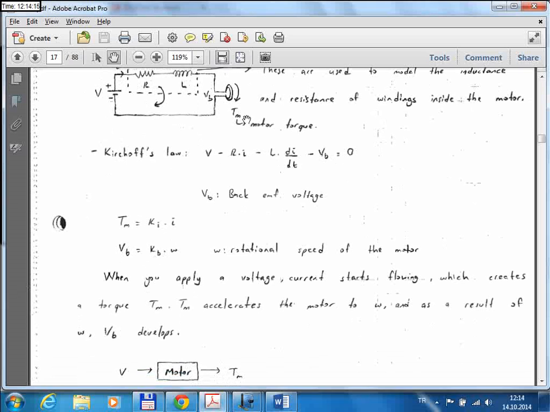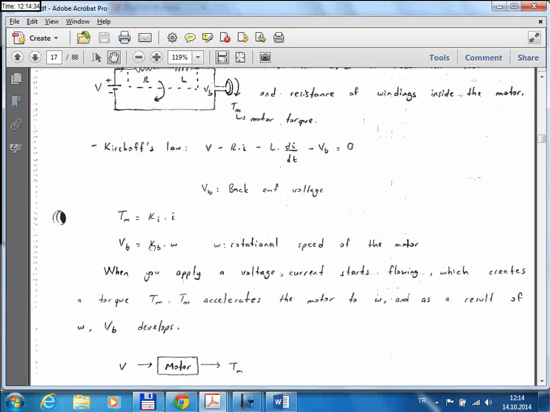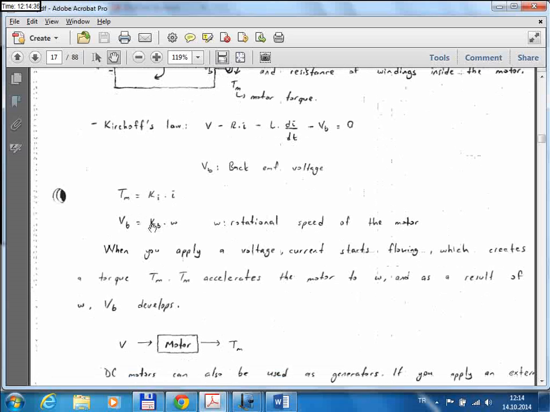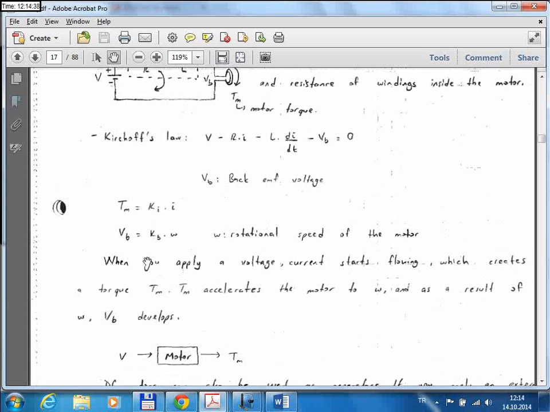That means if the motor is rotating very fast, then there should be a large back EMF voltage. But if it's rotating very slowly, then this is going to be a small number. And if it doesn't rotate at all, then the back EMF voltage will be 0. Okay, so this is the simplified equation we use for the back EMF voltage.